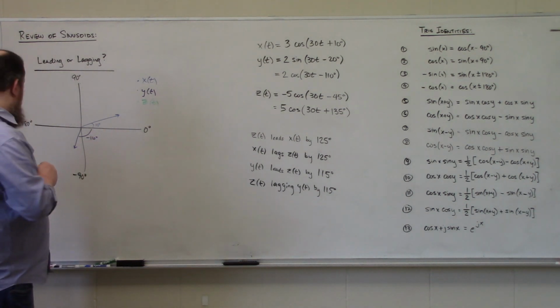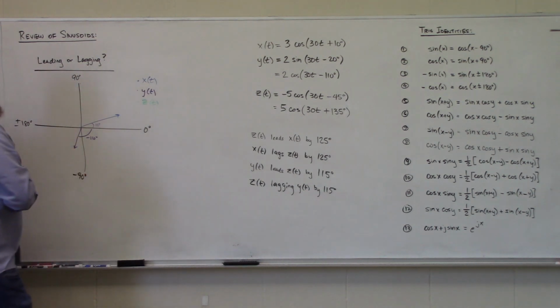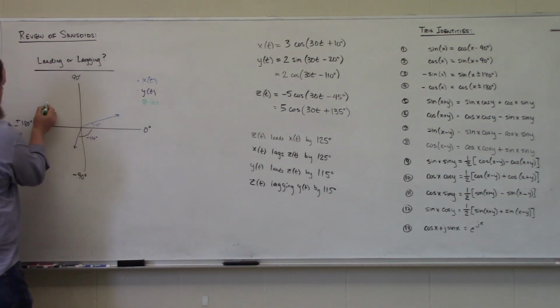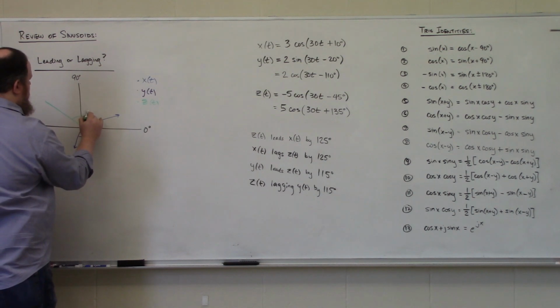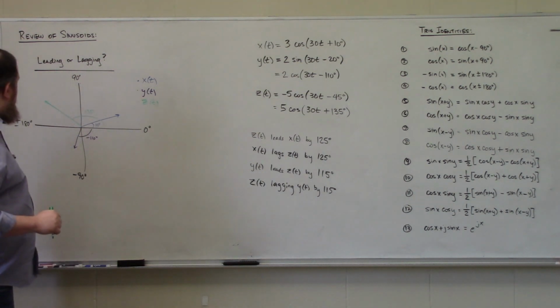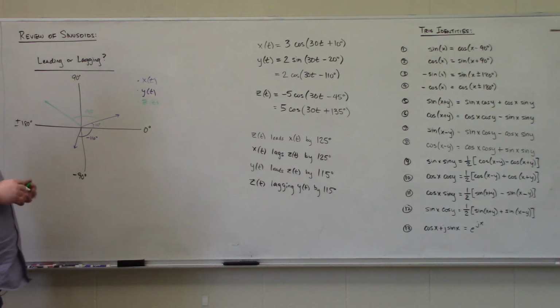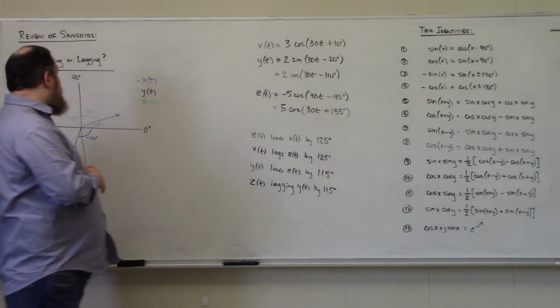And finally, z of t is 5 with an angle of 135 degrees. So 135 is going to be this guy. There we go. So there are 3 different signals, x, y, and z of t, and we're looking at them at the snapshot at t is equal to 0.